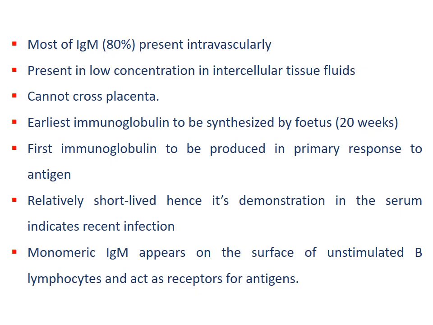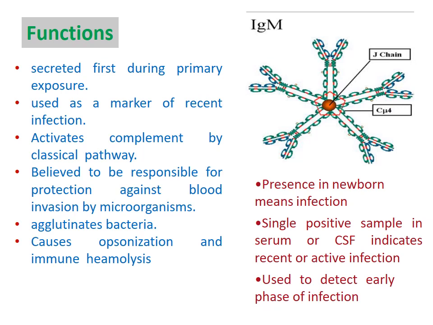Monomeric IgM appears on the surface of unstimulated B lymphocytes and acts as a receptor for the antigen. IgA eliminates the entrance, whereas IgM appears on unstimulated B cells and acts as a receptor for the antigen. So it acts as primary defense. Now, what is the function? We already know that it is secreted during primary exposure and is a marker of recent infection.